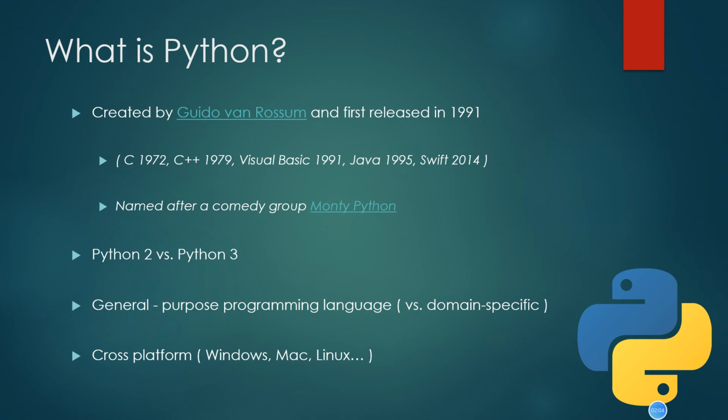Okay, so the name Python is because Guido is a big fan of the comedy group Monty Python, so he named this programming language after that group. So that's why it's called Python.